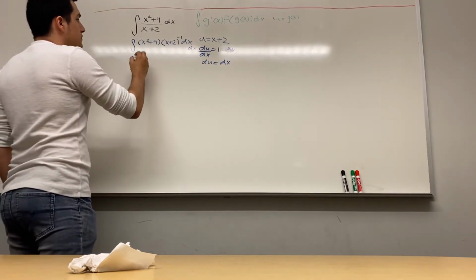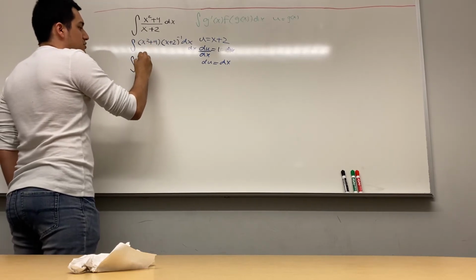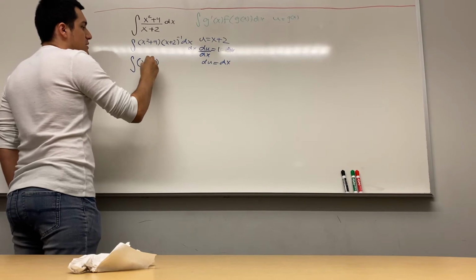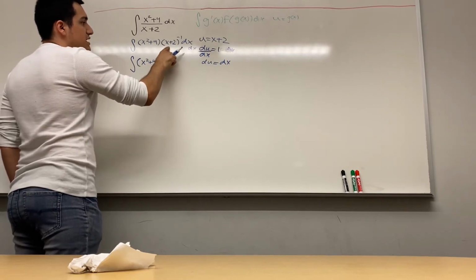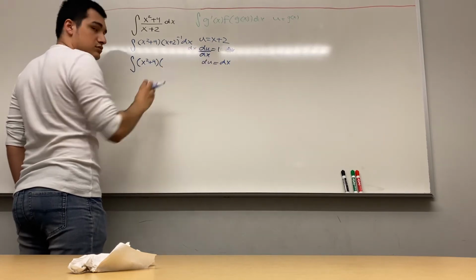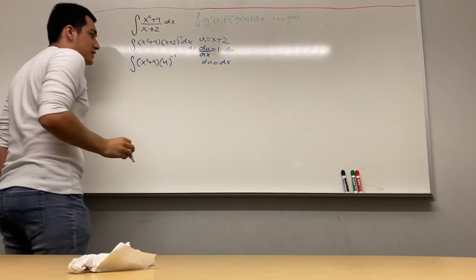So we have our integral. We haven't changed this yet, so we can leave it as is for now. x squared plus 4, keeping everything in parentheses to keep it simple. And then we have this here, which we said x plus 2 is equal to u. So we can just go ahead and plug in u. And we said that this term is to the power of -1.